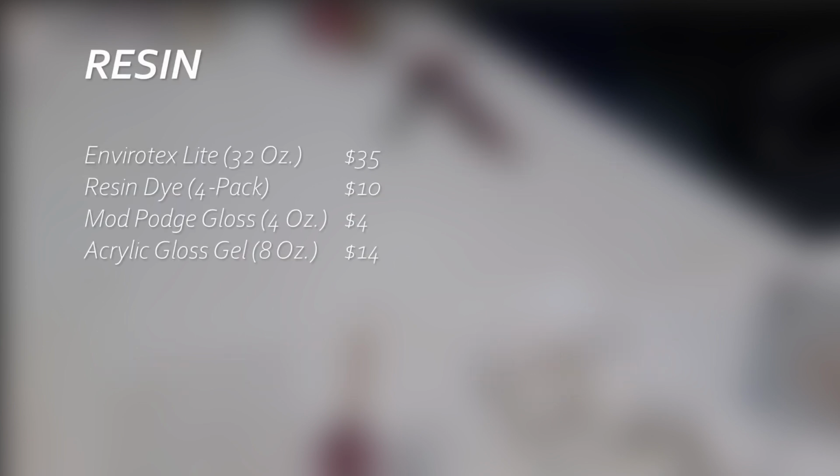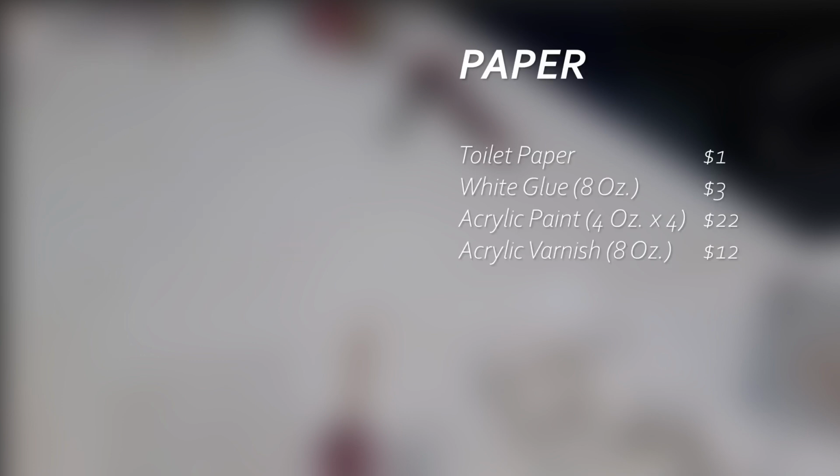Most of these items are only useful for modeling water. Mod Podge gloss is an exception. You can use it as a liquid mask for painting, among other things. What about the other side? Well, I'm hoping you already have toilet paper somewhere in your house. White glue we use literally all the time, same for acrylic paint, though maybe not all of the colors you need for this project. The only product that's hard to find another use for is the varnish.